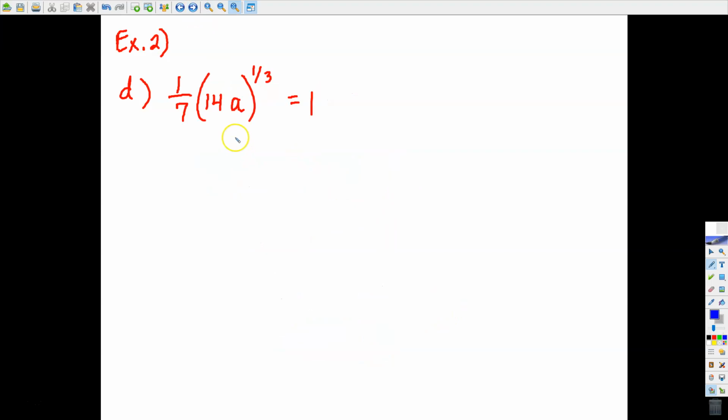Okay, one more, and then we'll move on to some inequalities. Once again, isolate the radical, and the radical here is like the cube root of 14a. So my first move is to multiply by 7 on both sides.